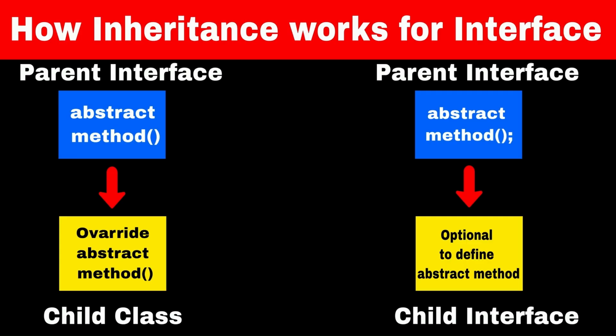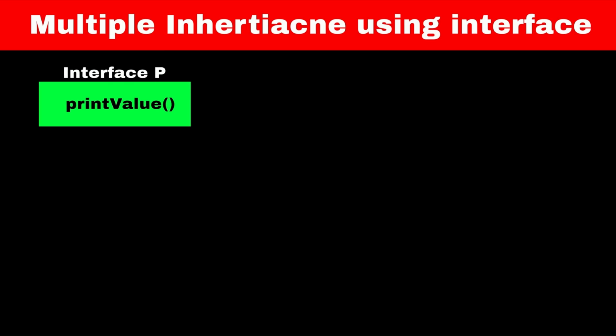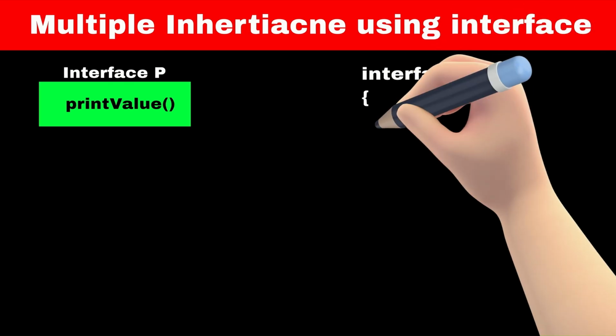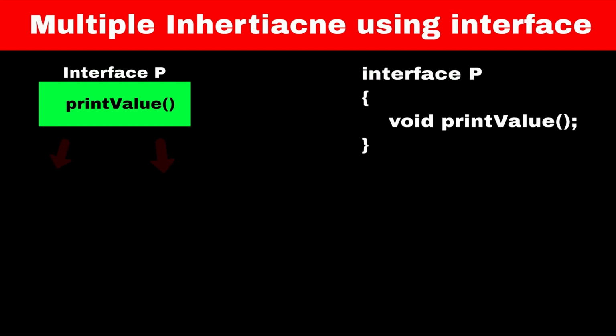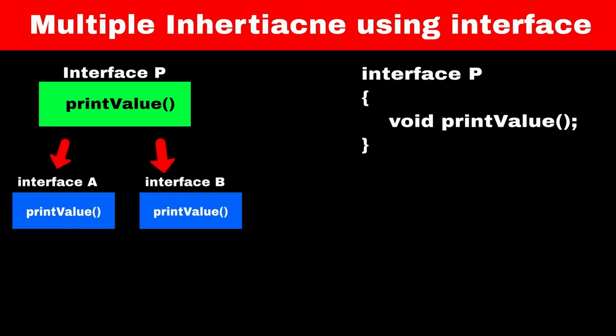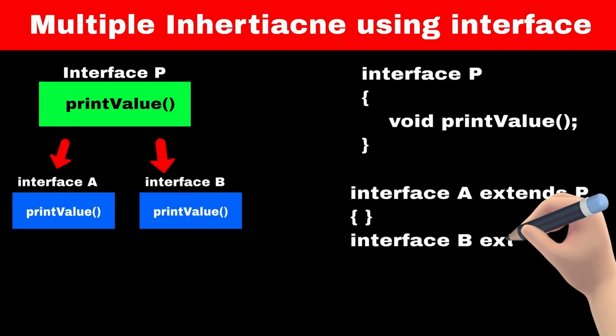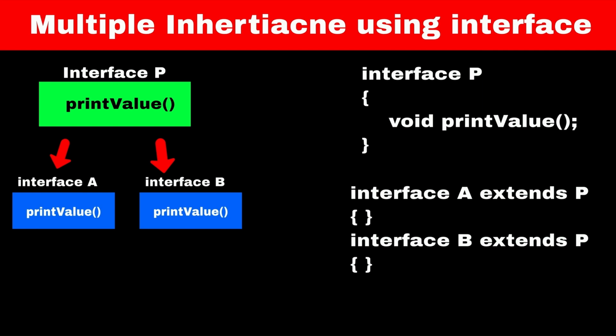To summarize it, if class is inheriting interface, then class has to implement all the methods listed in the interface. But if interface is inheriting another interface, then it is not mandatory for the child interface to implement all the methods. So let's replace our classes with the interface. Now consider that print value is an abstract method, means we have not defined this method in parent class P. So this method will get extended to child class A and B. Both of these interface will receive a copy of this method. And since interface can have abstract method, Java won't throw any error even if we don't define this method.